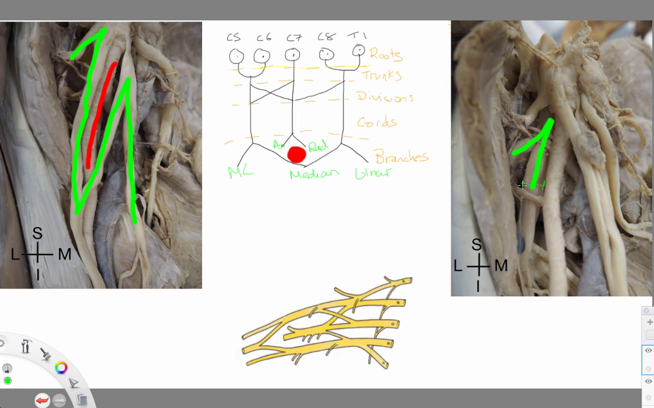If we compare that over here to perhaps our ulnar nerve, okay, you can see that the radial nerve is very chunky. The reason that the radial nerve is so big is because it's receiving innervation from each of the roots of the brachial plexus. So each of these C5 to T1 are contributing to the radial.